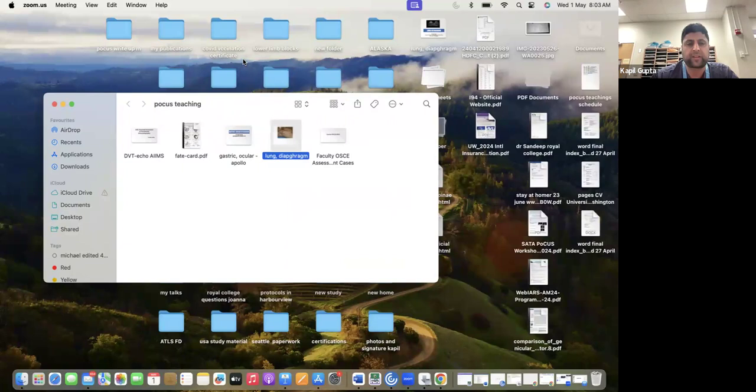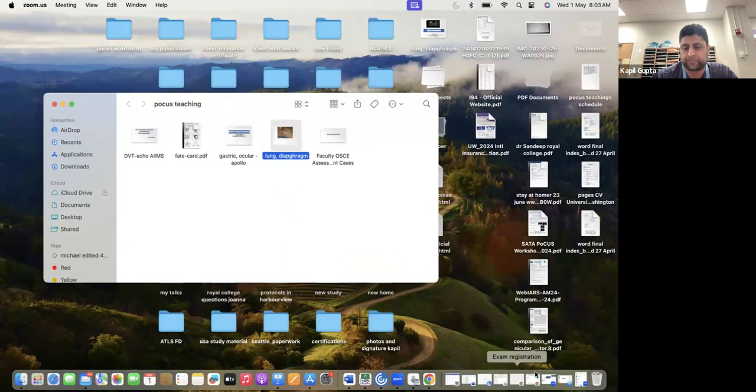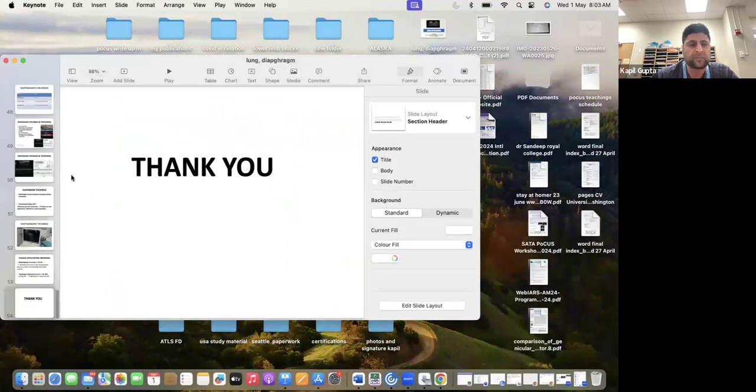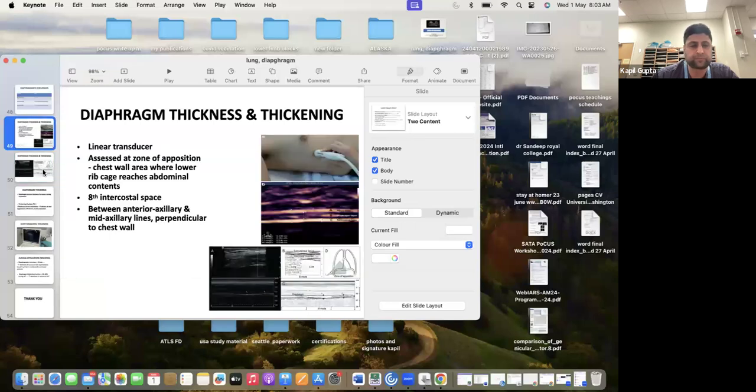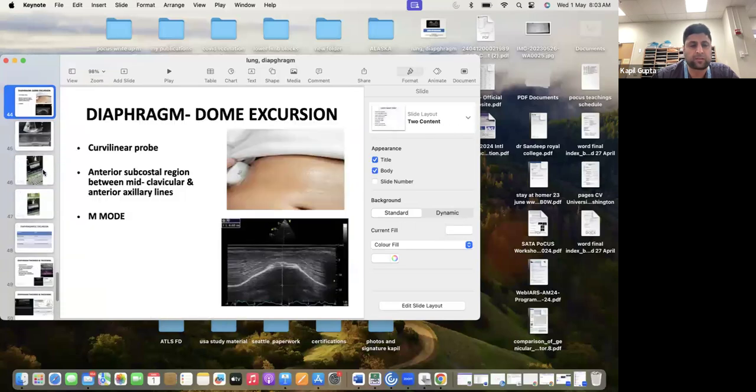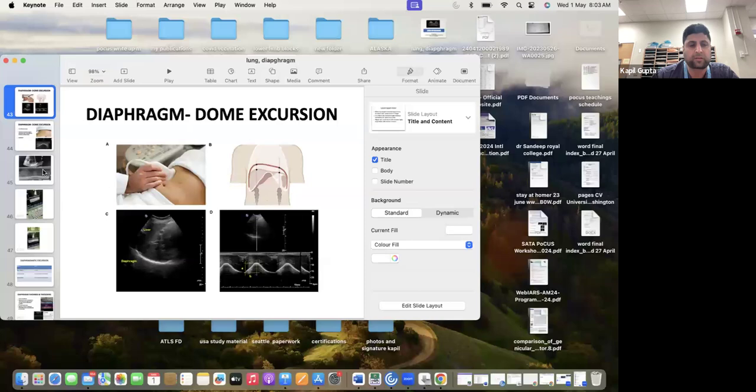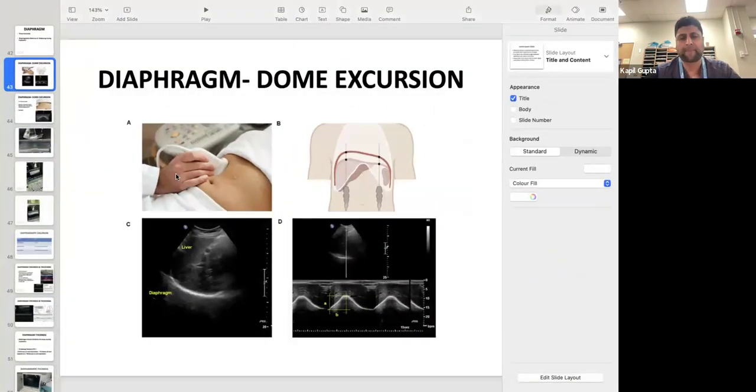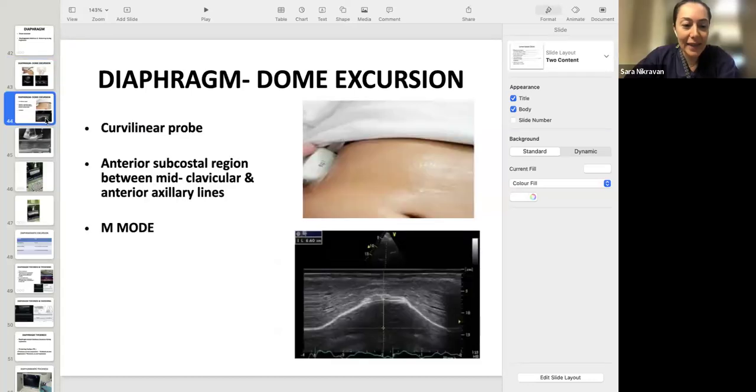Great. Thank you, David. Yes, Kapil, could you share where you place the probe when you're trying to evaluate for diaphragmatic excursion? I'll share the screen again and I'll show that video again. Just a second. Here we go. I'm sharing my screen, and this is the lung ultrasound. So here, for diaphragmatic excursion, can you see my screen now? Yes, we can see it.